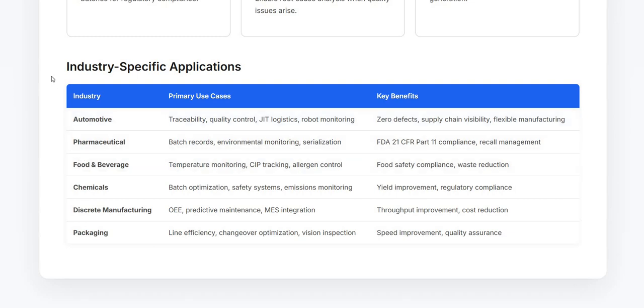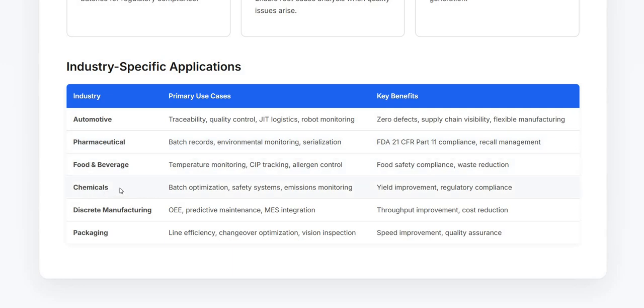And some industry-specific applications. First, automotive plants focus on traceability and synchronized logistics to keep lines moving without excess inventory. And pharma sites rely on electronic records and environmental tracking to satisfy compliance demands. And for food producers, we can say monitor temperature and cleaning cycles to protect consumers and reduce waste.